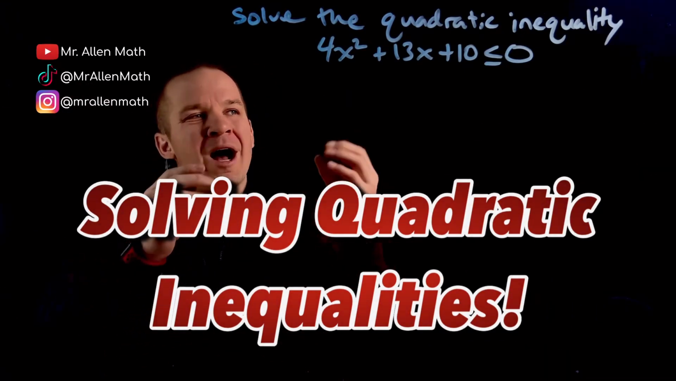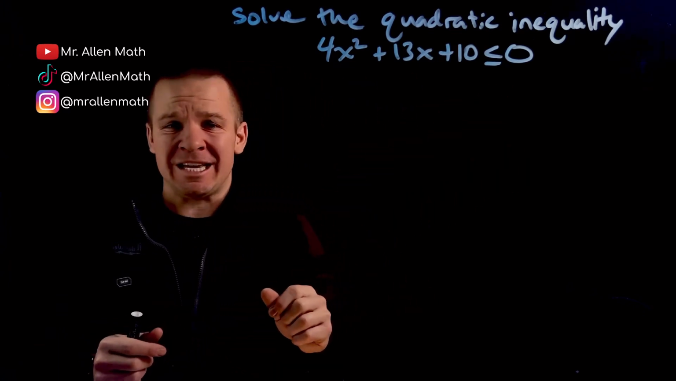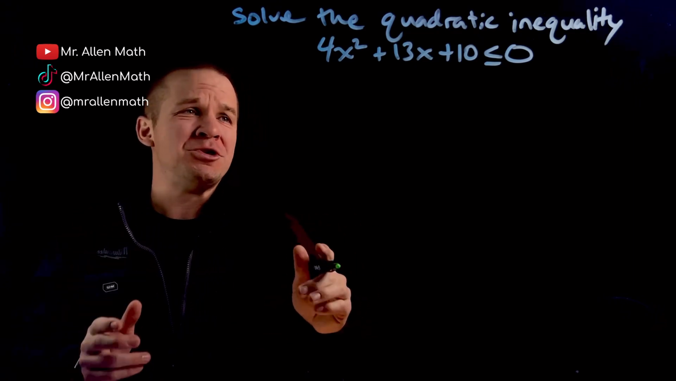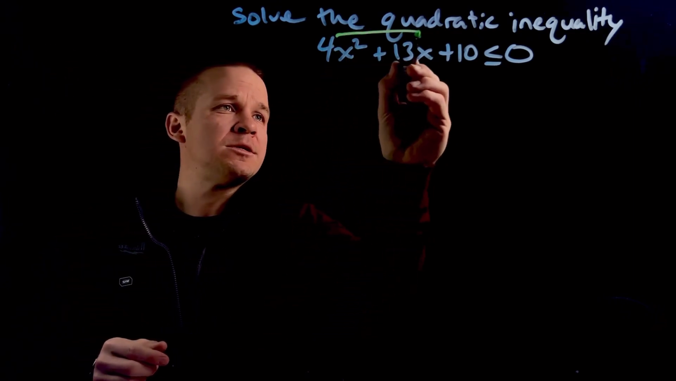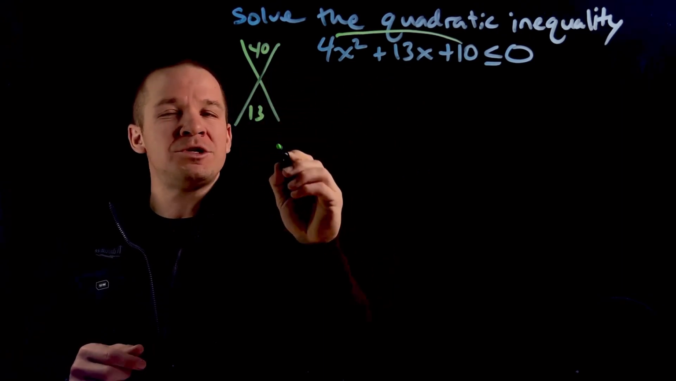We're about to solve this quadratic inequality. We got a lead coefficient here. There is no GCF in this one, so I am factoring with a lead coefficient, and I know how much you guys love that stuff. So I got to multiply to positive 40, and I got to add to 13. What two numbers are going to do that?